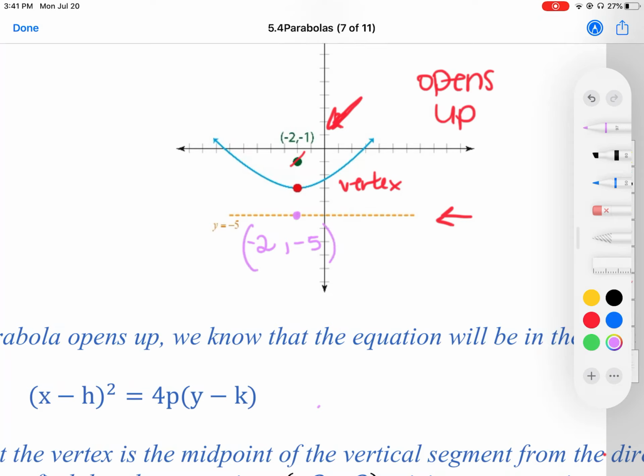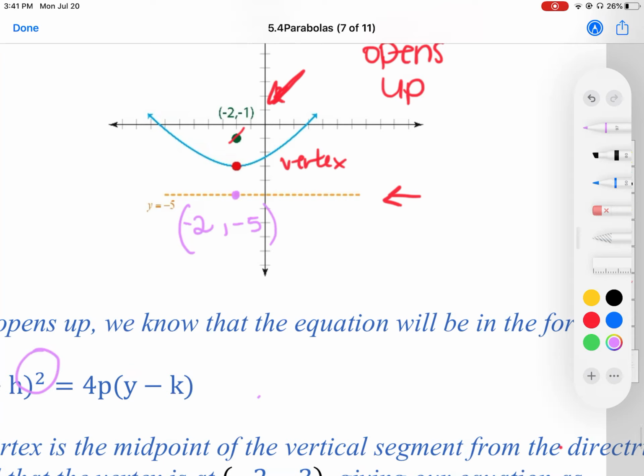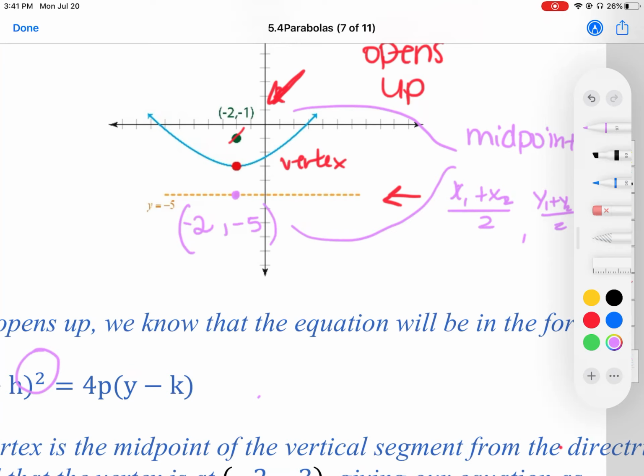So since the parabola opens up, we know the equation must be in this form, meaning your x is squared. Know that the vertex is the midpoint from the vertical segment of the directrix to the focus. So we have to find the midpoint between these 2 points. That'll produce that vertex point. Remember, your midpoint is your x's divided by 2 and your y's divided by 2. You just take both of your x's and both of your y's and divide by 2.